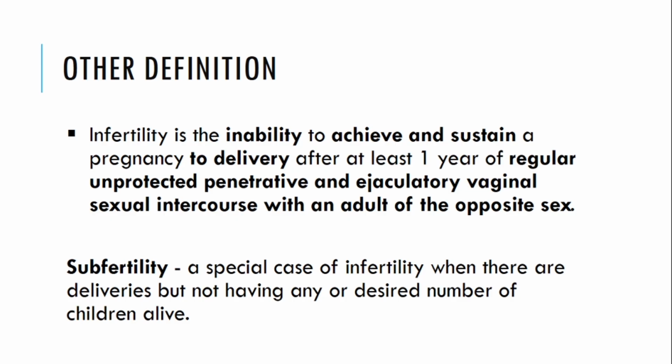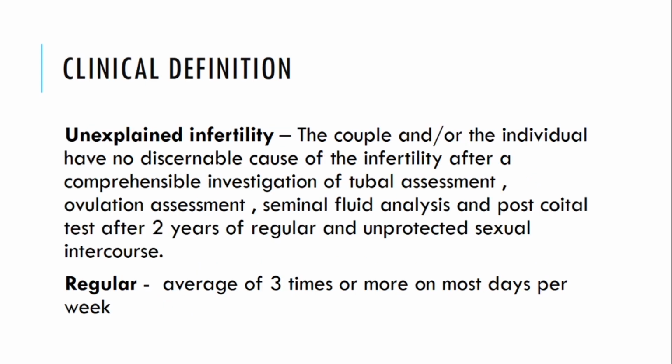Subfertility can be defined as a special case of infertility when there are deliveries but not having any or a desirable number of children alive. Unexplained infertility is when a couple or individual has no discernible cause of infertility after a comprehensive investigation of tubal assessment, ovulation assessment, seminal fluid analysis, and postcoital test after 2 years of regular and unprotected sexual intercourse. Note the word 2 years there. Then regular coitus can be defined as an average coital exposure of at least 3 times or more on most days per week, and this coitus must be unprotected.